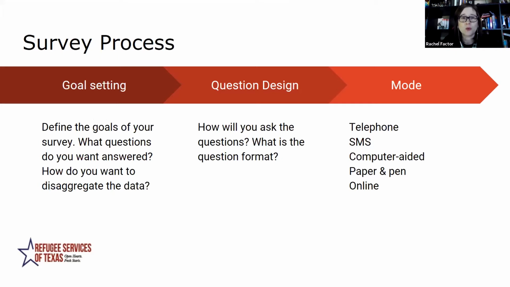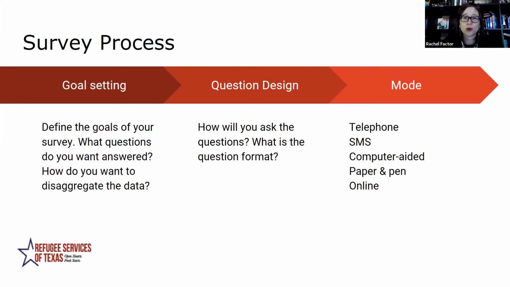So getting started with the survey process. As I mentioned, it's going to be a 40-minute presentation, so it's going to be difficult to cover every part of the survey process. So we're going to focus today on these 3 things. So we're going to focus on goal setting, which is defining the goals of your survey. This is incredibly important. You have to have a focus for your survey. You need to know what kinds of questions you want answered, whether you have research questions or evaluation questions for programs that you're doing. It's important to have those solidified.